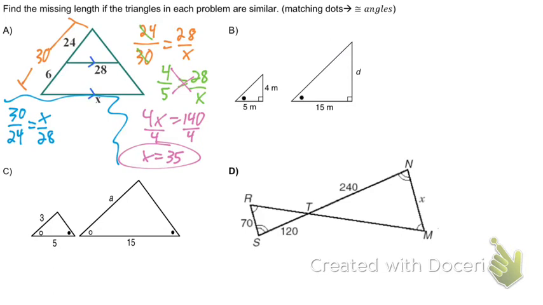So on B, matching dots are congruent angles. So these angles are congruent. So we know these triangles are similar. Oh, wait, no, I get it. So what's a ratio that we could set up on this problem? Okay, before we simplify, what's the ratio we can set up?